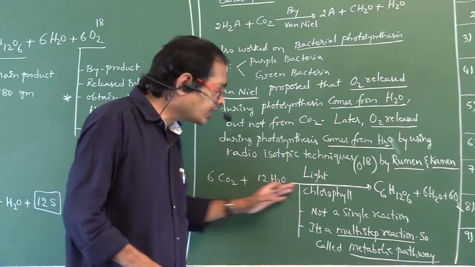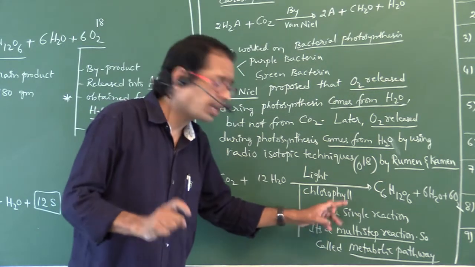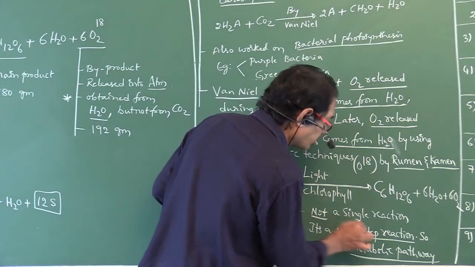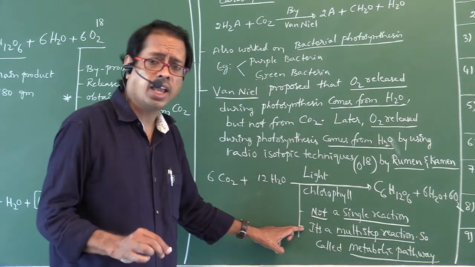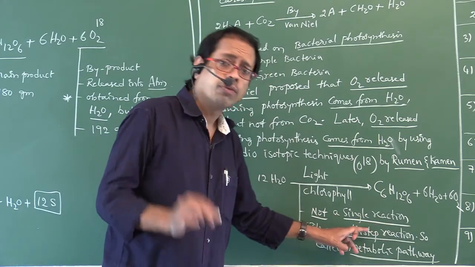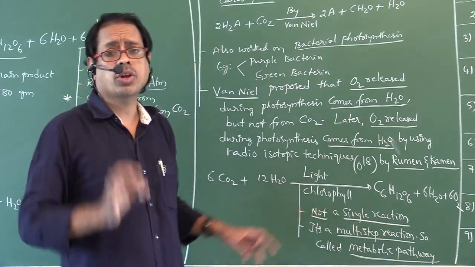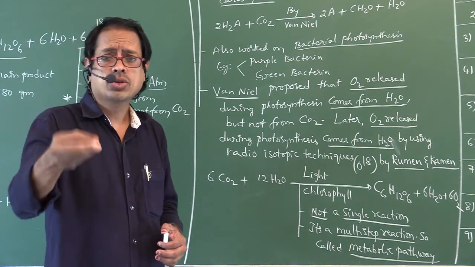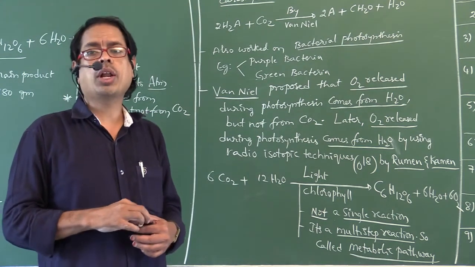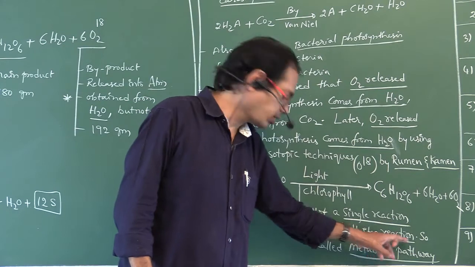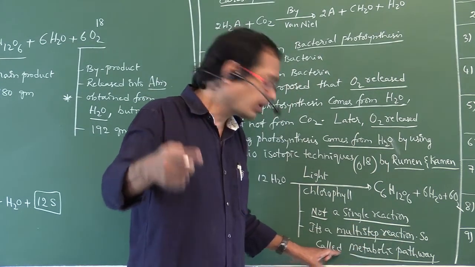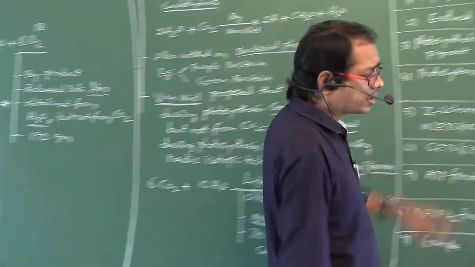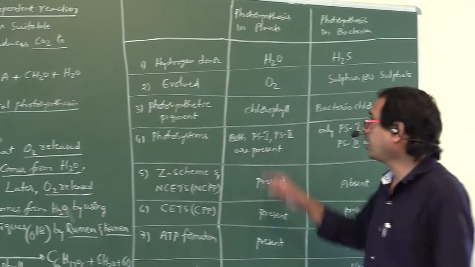Though it appears as a single step, it is not a single-step reaction. It is a multi-step reaction. Photosynthesis is a multi-step process. True. Photosynthesis is a single-step process. False. With more than one step, it is a so-called metabolic pathway. So photosynthesis is an example of a metabolic pathway. Now, comparing photosynthesis in plants and bacteria.